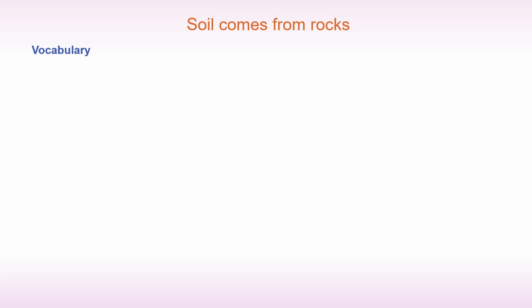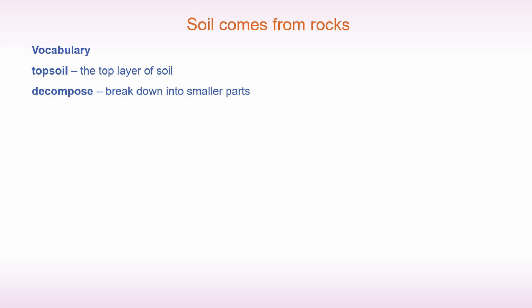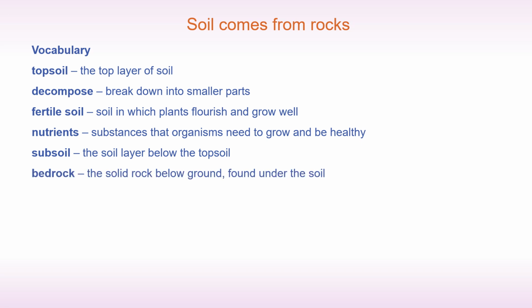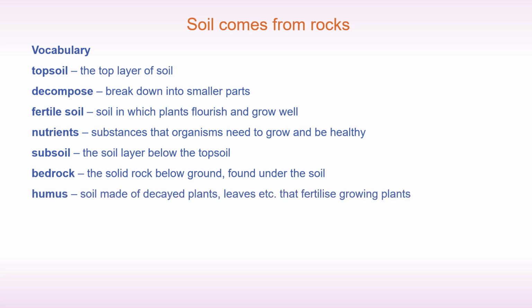Soil comes from rocks. Okay, now topsoil is the top layer of the soil. Decompose means to break down into smaller parts. Fertile soil means that the plants flourish and grow well. Nutrients are substances that organisms need to grow and be healthy. Subsoil is a soil layer below the topsoil. Bedrock is solid rock underground and it is found under the soil. Humus is basically soil made of decayed plants and leaves, and this is used to fertilize growing plants.